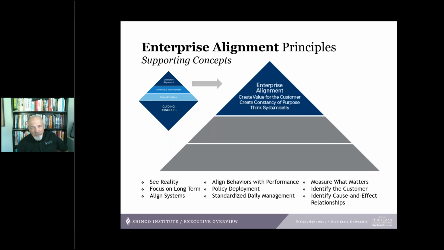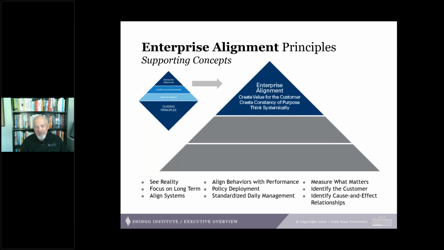Enterprise alignment, we have 3 principles. Create value for the customer, create constancy of purpose, and think systemically. We borrowed the wording create constancy of purpose directly from Deming. As many of you may realize, it's the first of his 14 points. I want to just mention one thing. One principle I want to talk about is think systemically, not think systematically. Systematic thinking is good too. That's not one of the principles.